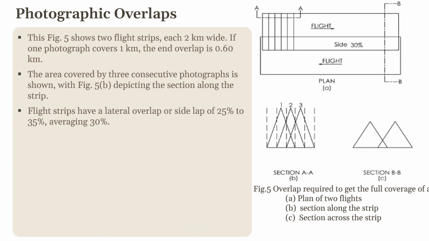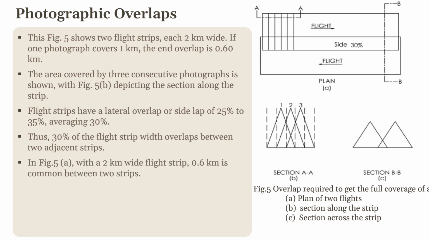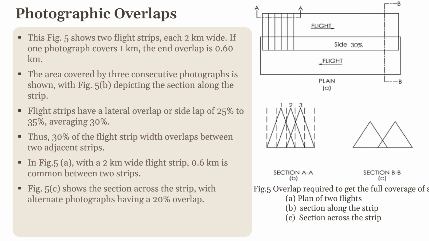Besides end overlap, flight strips are also arranged with a side lap or lateral overlap, where adjacent strips overlap each other. This side lap usually ranges from 25% to 35% with an average of 30%. So, for a 2 km wide flight strip, there will be about 0.6 km of common area between the two adjacent strips. This is easily illustrated in figure 5a for your understanding.